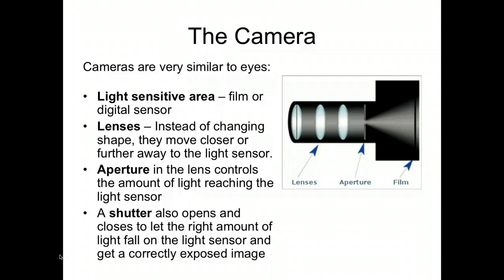And then finally, the shutter, which is not on this diagram but would be just in front of the film, is a physical part of the camera that opens and closes to let the right amount of light fall on the light sensor and get a correctly exposed image. Now, really briefly, before we move forward, because we are going to talk about shutter speed, shutter and shutter speed are two different definitions. Shutter is a physical part of the camera that, again, allows the right amount of light to fall on the light sensor to get a correctly exposed image.